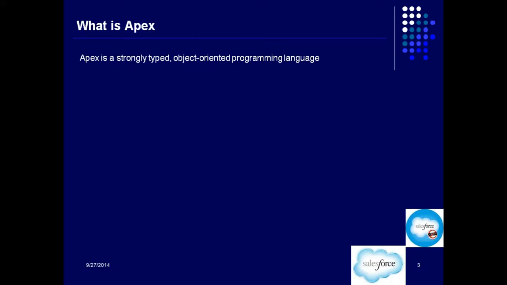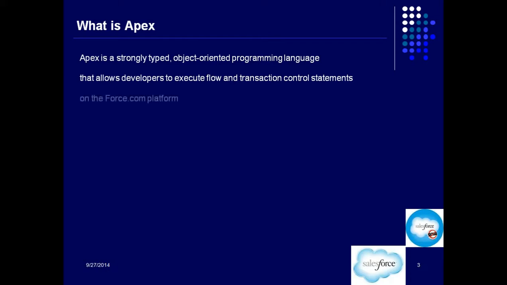Apex is a strongly typed object-oriented programming language. So what is Apex? It is a strongly typed object-oriented programming language that allows developers to execute flow and transaction control statements on the Force.com platform. So this allows our developers to execute the flow and transaction control statements.